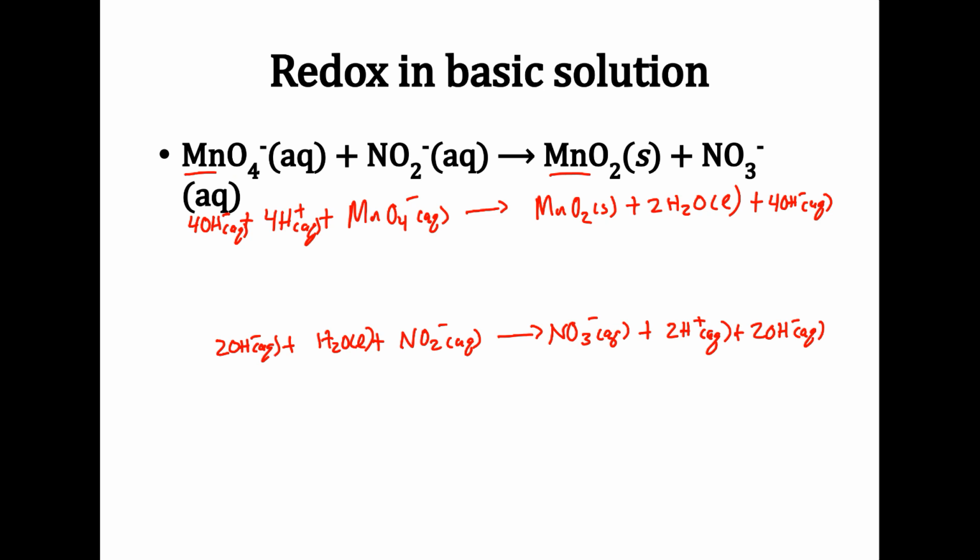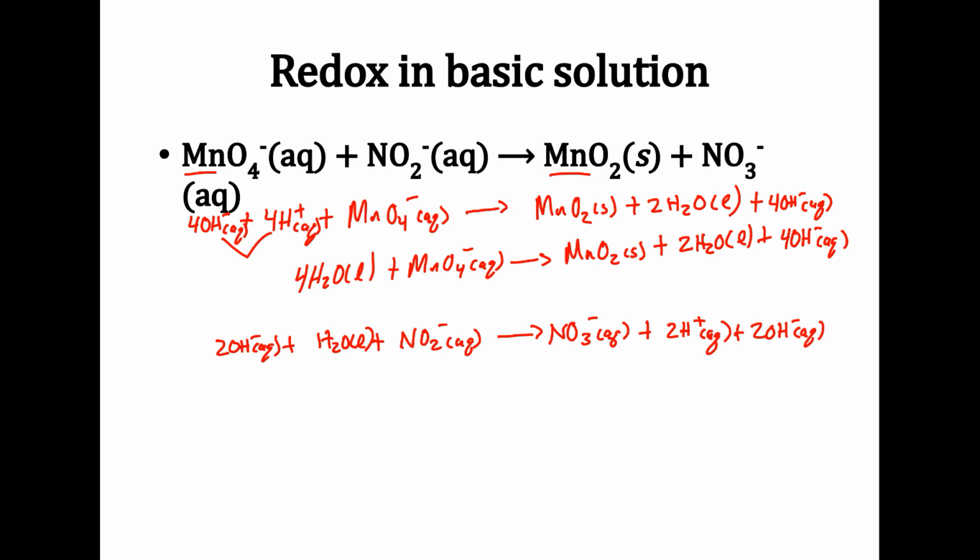So what we'll see is the hydroxide and the proton will form water. So we're going to rewrite this with water, and then we'll go through and worry about balancing the charge. So we have 4H2O plus MnO4 minus yields MnO2 plus 2H2O plus 4OH minus.